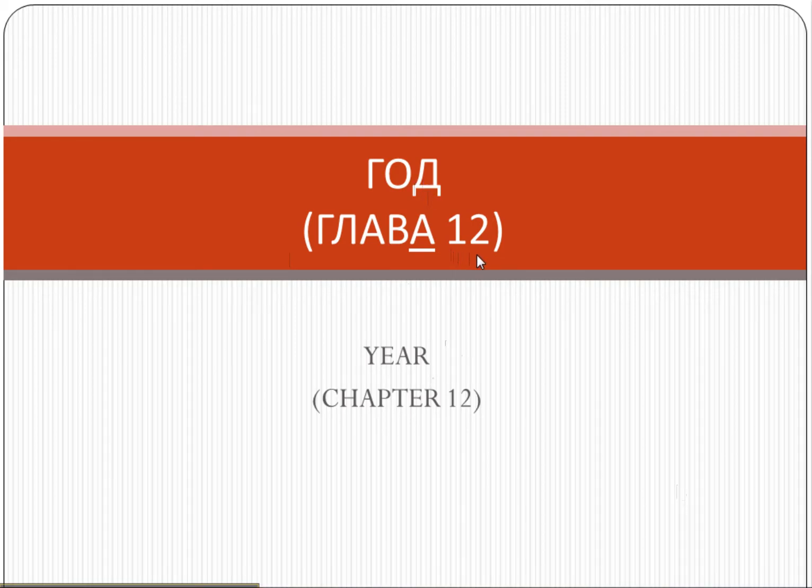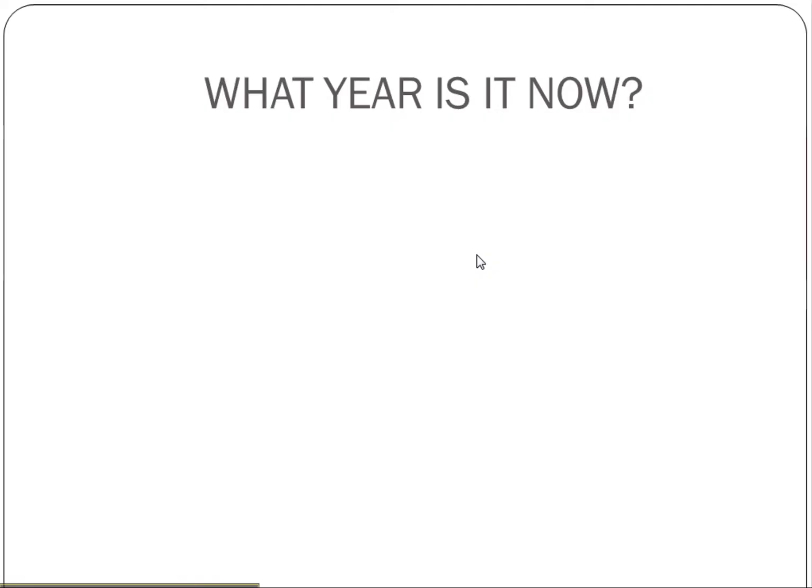Год. Глава 12. Let's imagine we want to ask this question in Russian: What year is it now? Let's say we forgot. So the noun in this question is year. So year in Russian is год. And notice how D is going to lose its voice. So год. And looking at the last letter, please notice the gender.